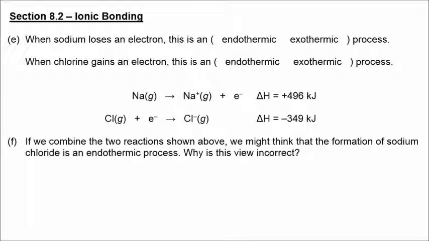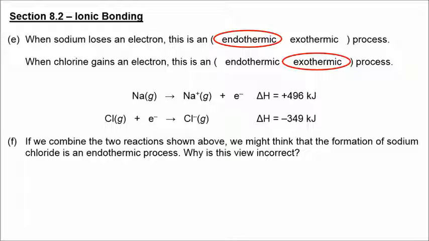We know that the ionization of an atom is always an endothermic process because you are pulling an electron away from an atom and you have to break those attractive forces. But on the other hand, when a chlorine atom gains an electron, it's producing a more stable, so therefore lower energy, ion. And therefore that's exothermic when chlorine gains an electron.